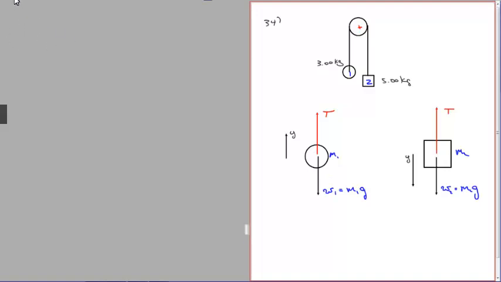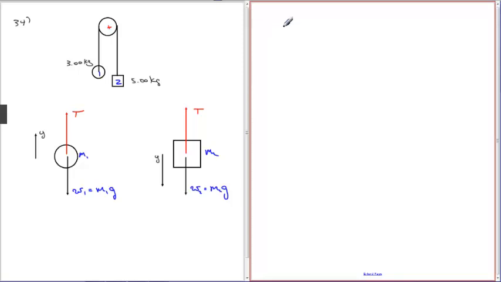Okay, so what do we do? Well, we use Newton's second law, which says the sum of the forces in the y direction are equal to 0. So for object 1, the sum of the forces in the y direction... I don't know if I said 0. If I did, I apologize. But anyway, the sum of the forces in the y direction is equal to m1 times a1.